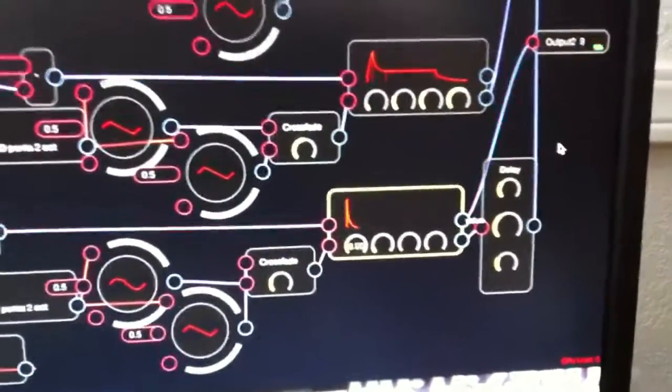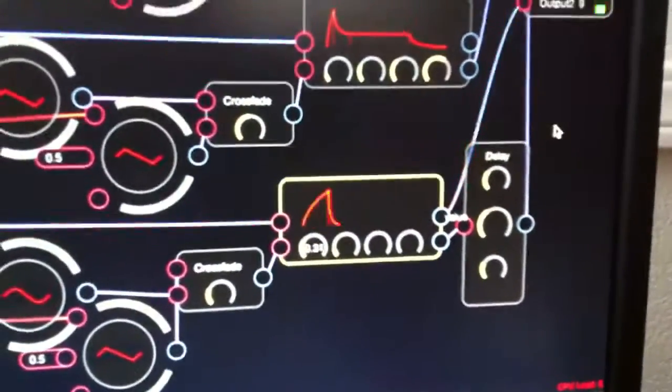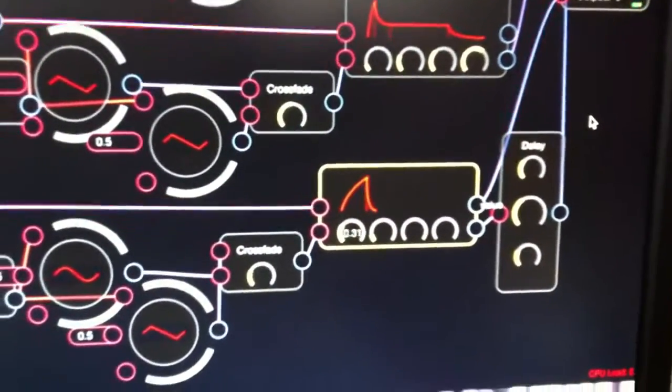I don't know if it's volt per octave necessarily, but that's what I've got it fed into on the AFG here from the ES4. So, yeah, it is responding to an envelope.